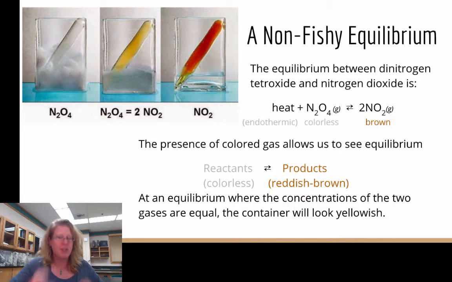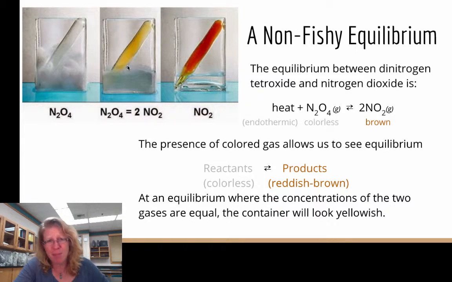So again, there's a little bit of an issue with this, but it'll still help you picture what's happening in our stresses. Like I said, at equilibrium in this particular case, you're going to have this yellowish container. We're going to come back to this. This is like our equal fish tanks: our yellowish container, our equal equilibrium that's got equal quantities of both of those. Okay, ready?